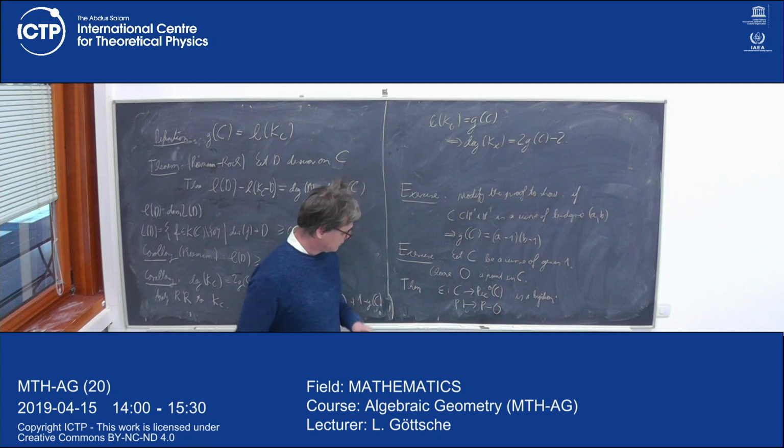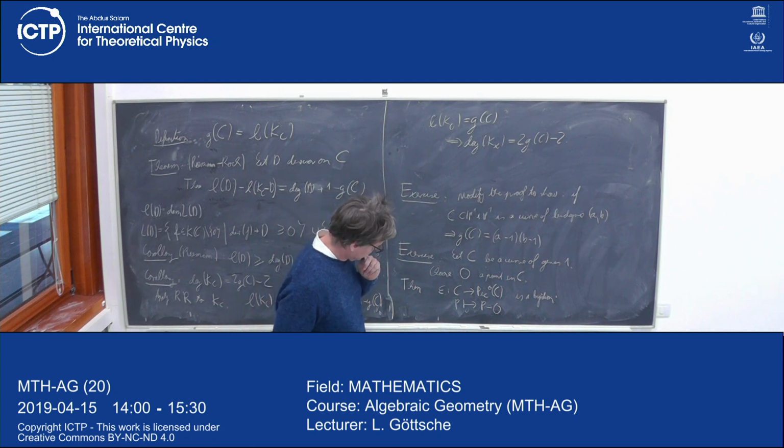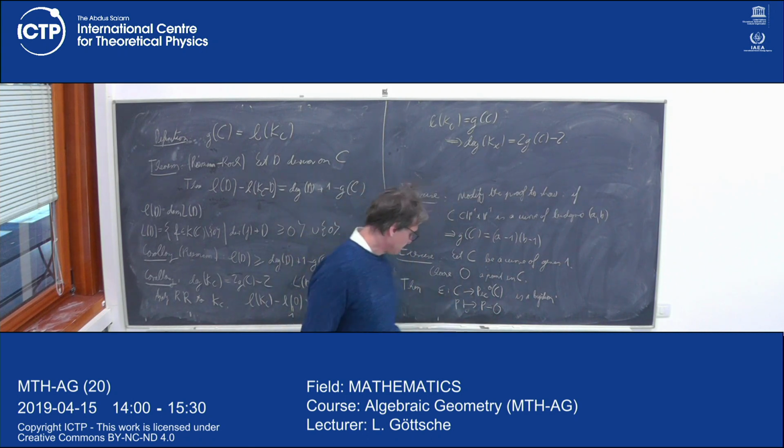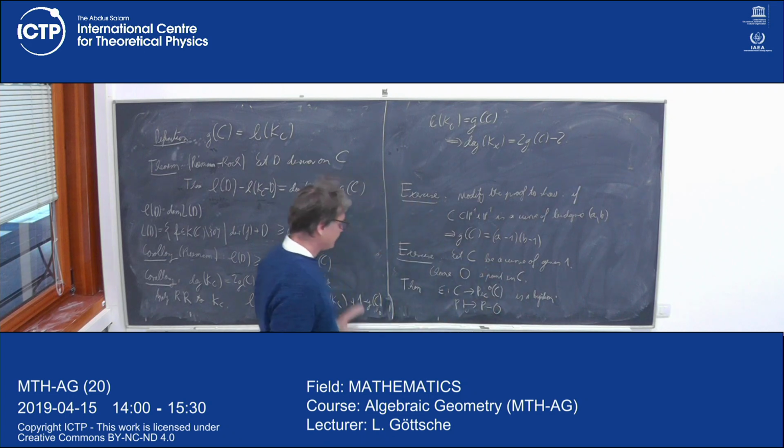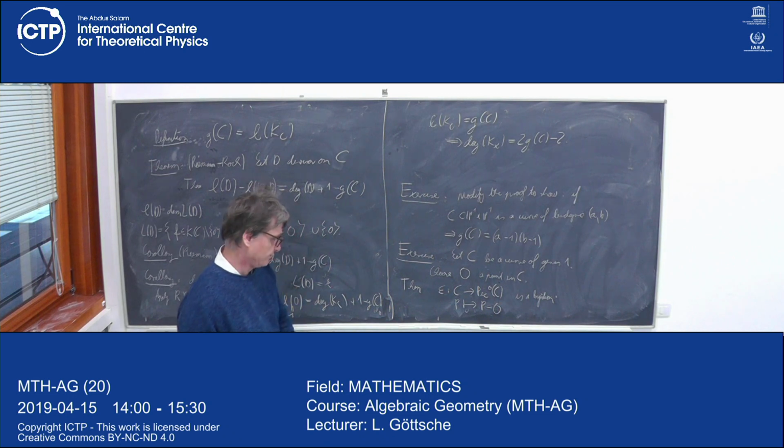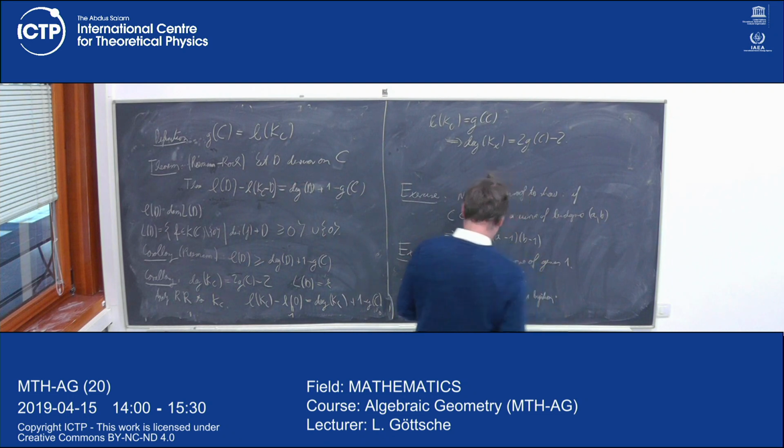So in other words, no two of these will be linearly equivalent, but every divisor of degree 0 is linearly equivalent to one of these in a unique way. And this you can easily deduce from the Riemann-Roch theorem if you assume that the curve has genus 1.